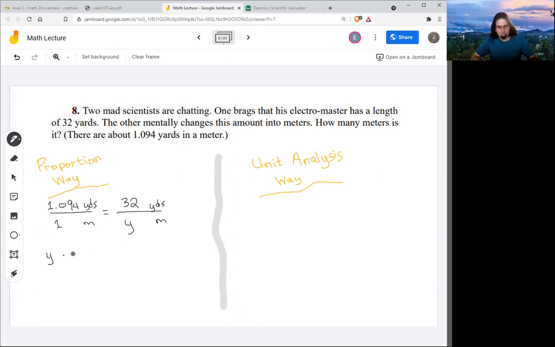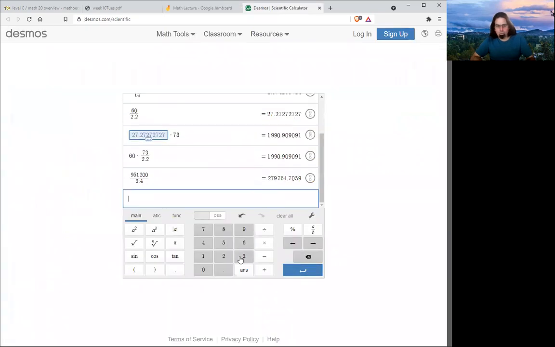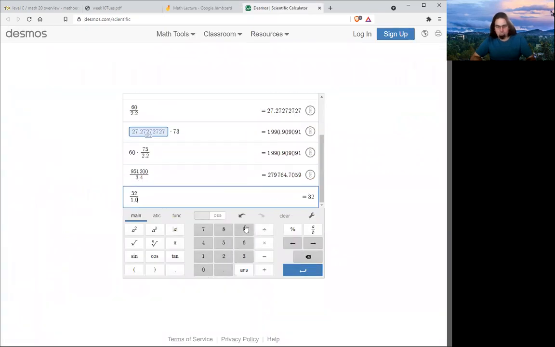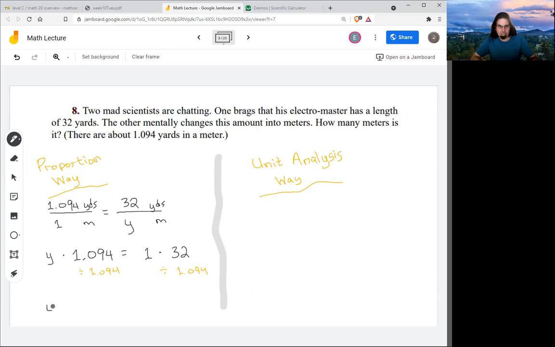So y times 1.094 is 1 times 32, which is just 32. I'm going to need to get y by itself. So what is that? 32 divided by 1.094, 29.25 roughly. You can round it how you want.